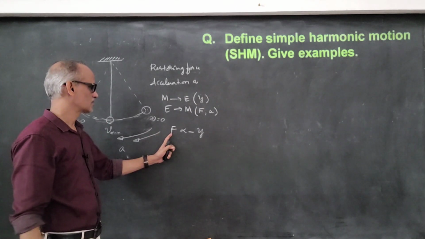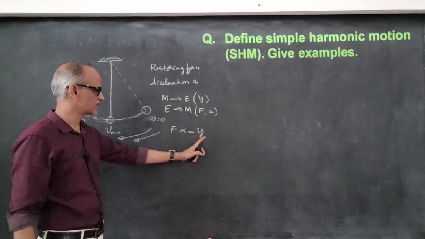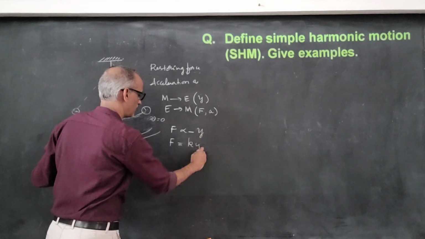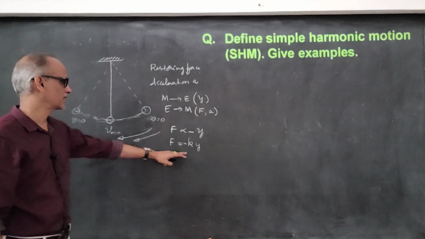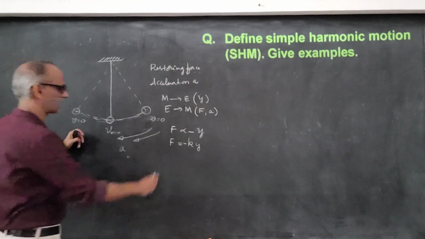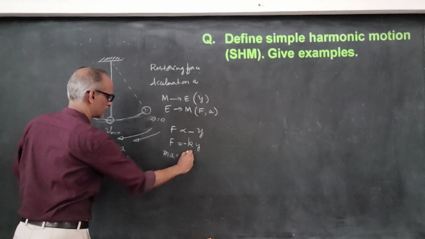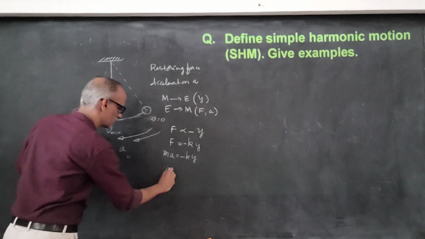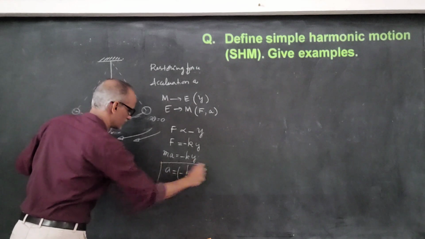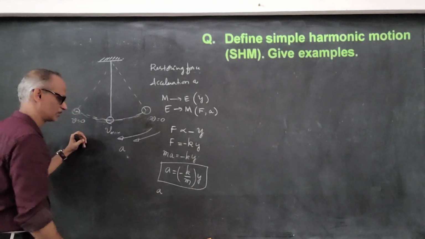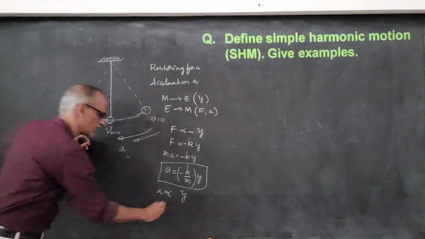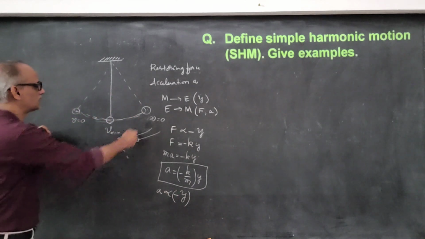So force always acts in a direction opposite to the displacement. So that's why it is the minus sign. And we write a constant, which is F is equal to minus K into Y. What is that K called? K is called the restoring constant, or it is also called the force constant. But we know that the force is always mass into acceleration, which is minus K into Y. Therefore, acceleration is equal to minus K by M into Y. And from this we can come to a conclusion that the acceleration is always directly proportional to the displacement of the particle from the mean position, and it acts towards the mean position.